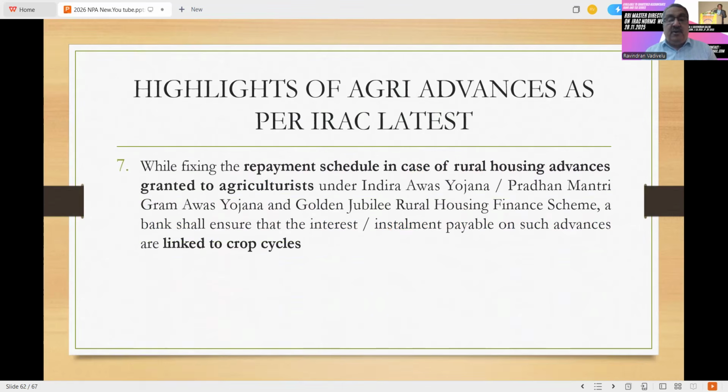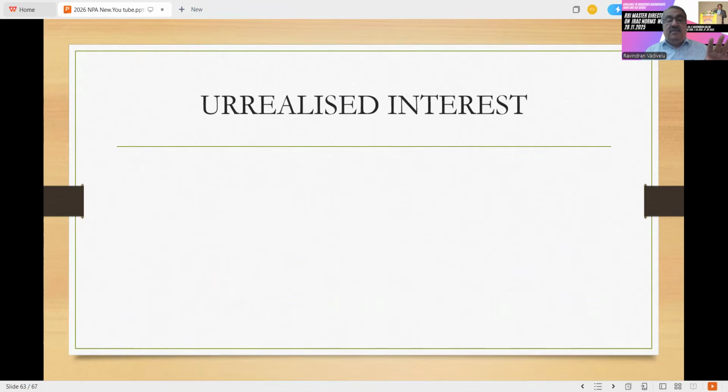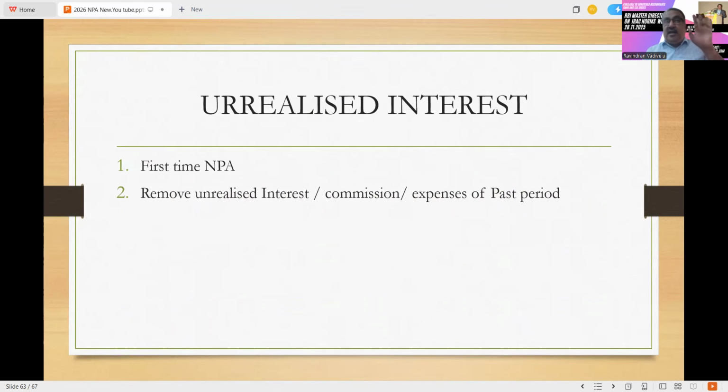And another very important thing: repayment schedule in the case of rural housing advances granted to agriculture under Indira Awas Yojana, Pradhan Mantri Gram Awas Yojana, and Golden Jubilee Rural Housing Finance Scheme. The bank shall ensure that the installments payable on such advances are linked to the crop cycle, that is short term and long term. Now we are going to see another area. So far we have seen the agricultural advances NPA classification and non-agricultural loan classification.